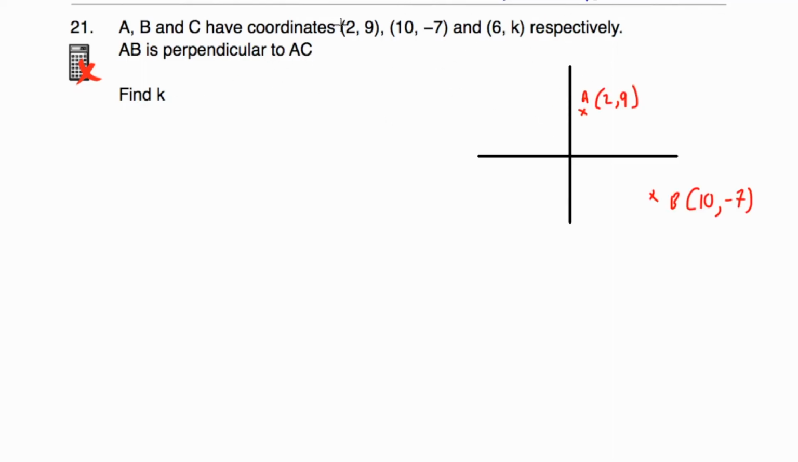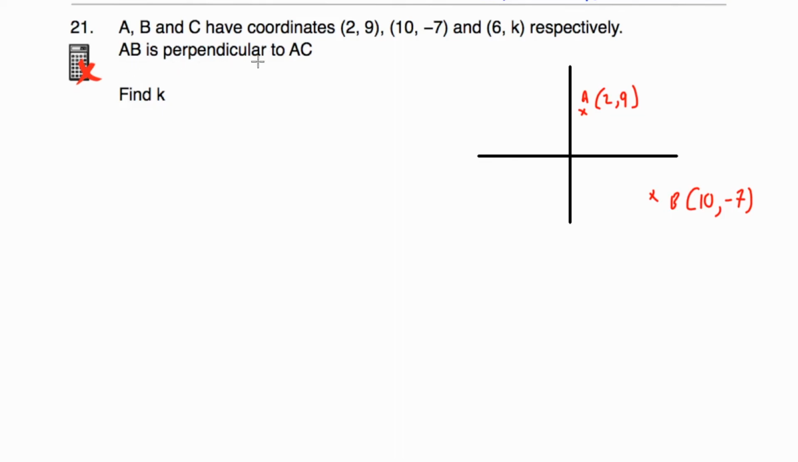I've plotted the points for A, which is (2, 9), and the point B, which is (10, -7). In terms of the point C, it's got coordinates (6, k). Now we don't actually know k, but we know it's 6 along, so it's going to be in between A and B horizontally. It's going to be here somewhere, up here or down here. We don't know where it is yet, but let's see what we can find out.